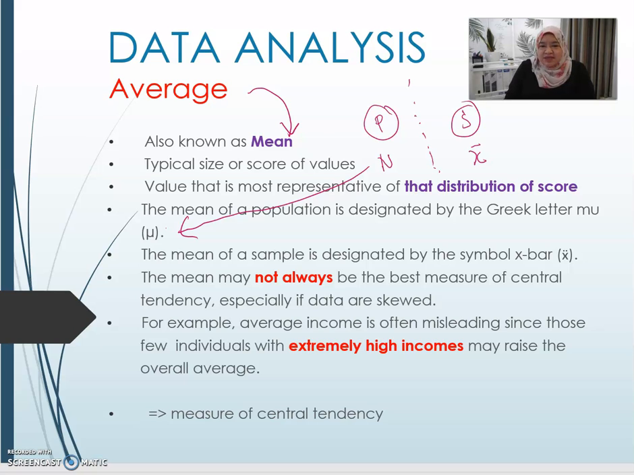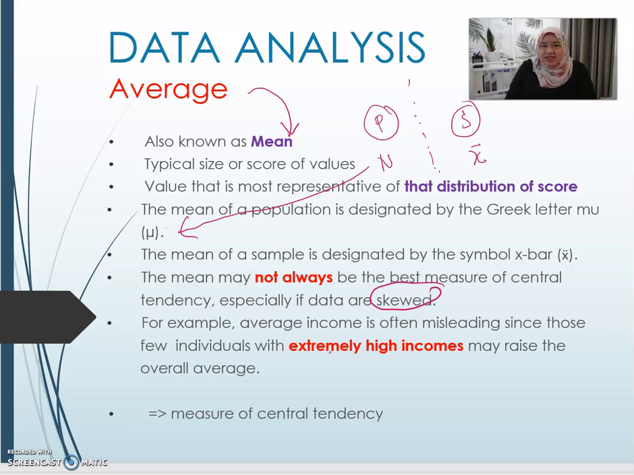The mean of a sample is denoted by the symbol X bar, which is this one, and may not always be the best measure of central tendency if the data is skewed. So what is that data skewed? We'll be talking about that in a short while. For example, average income is often misleading since those few individuals with extremely high incomes may raise the overall average.